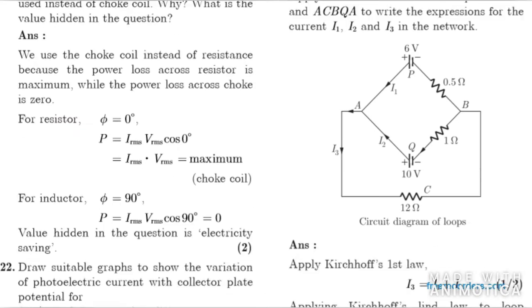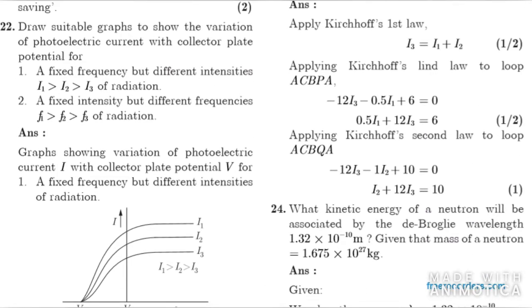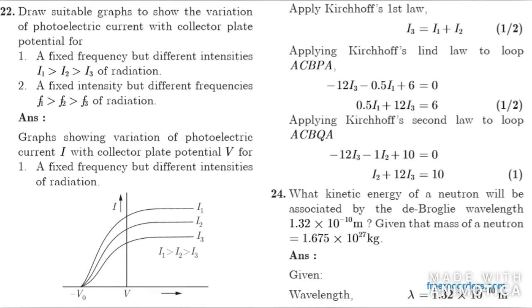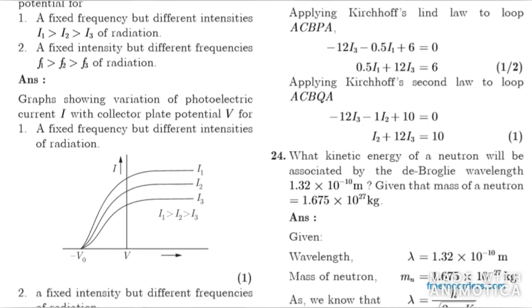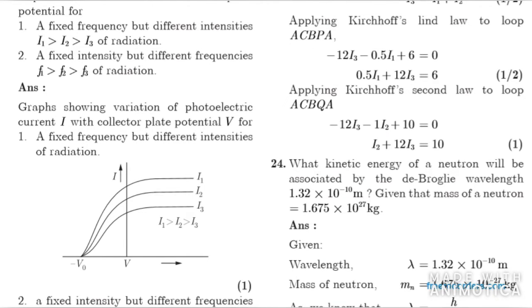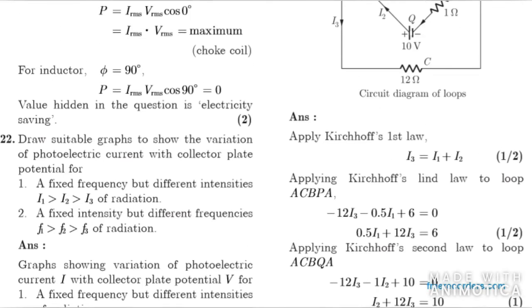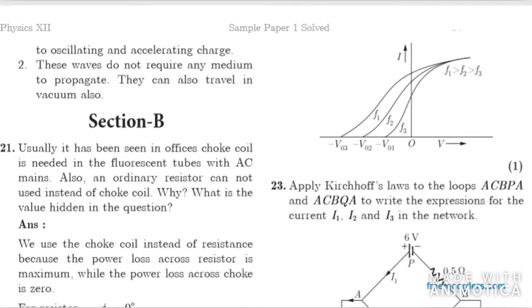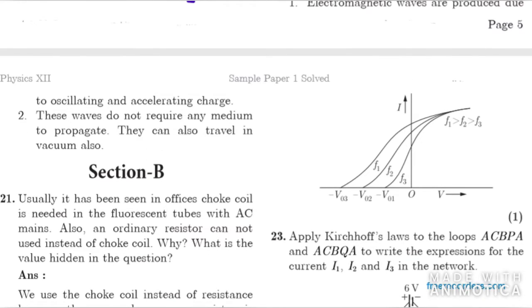So question number 22. Draw suitable graphs to show variations of photoelectric current with collector plate potential for I1 greater than I2 greater than I3. So this is the graph for fixed frequency, but with different intensities. Now in the second case, we need to draw a fixed intensity but different frequency, that is F1 greater than F2 greater than F3. So this will look like figure 2.